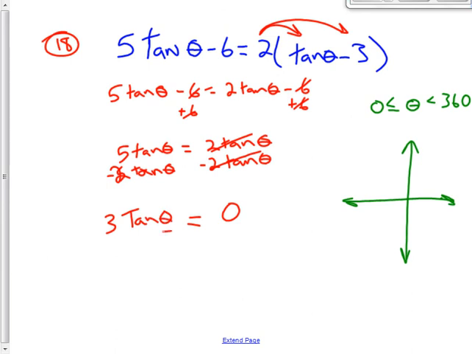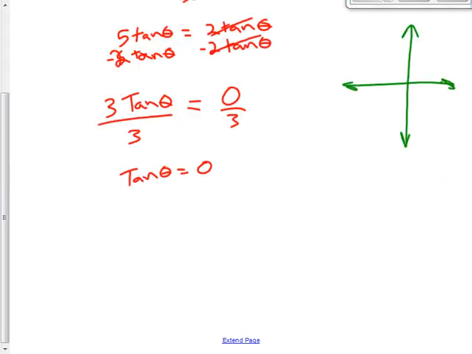Let me slow down a little bit. Divide by 3, and I get tangent theta is equal to 0. Okay, well, now this is a little bit more tricky. We need to think about where tangent is equal to 0. That's the y value divided by the x value. So that means that I had y is equal to 0 and x is equal to 1.